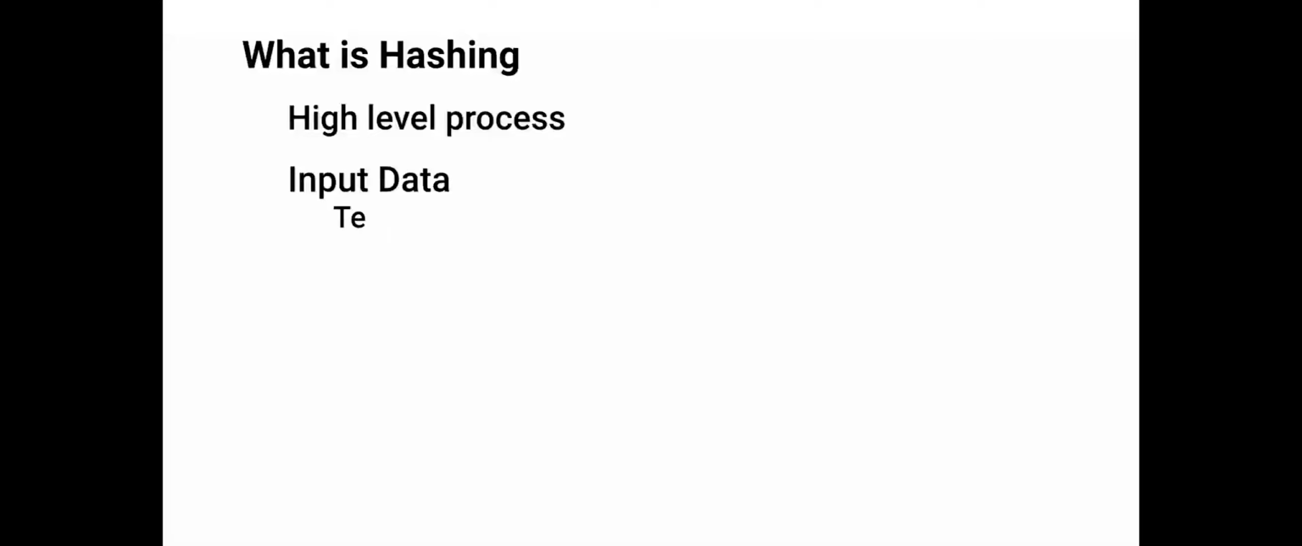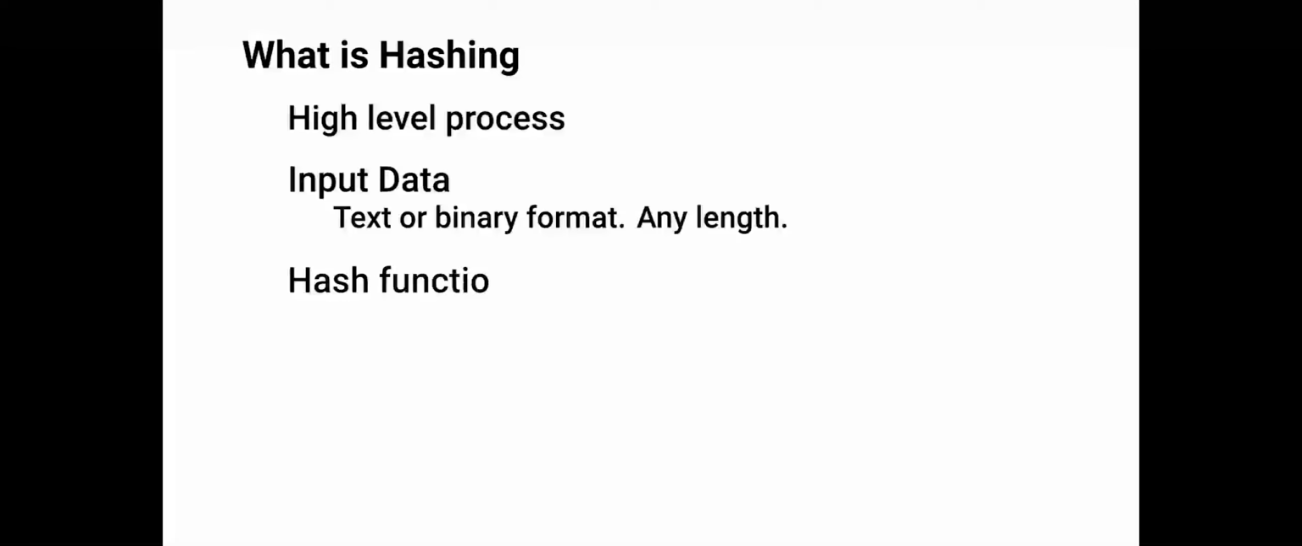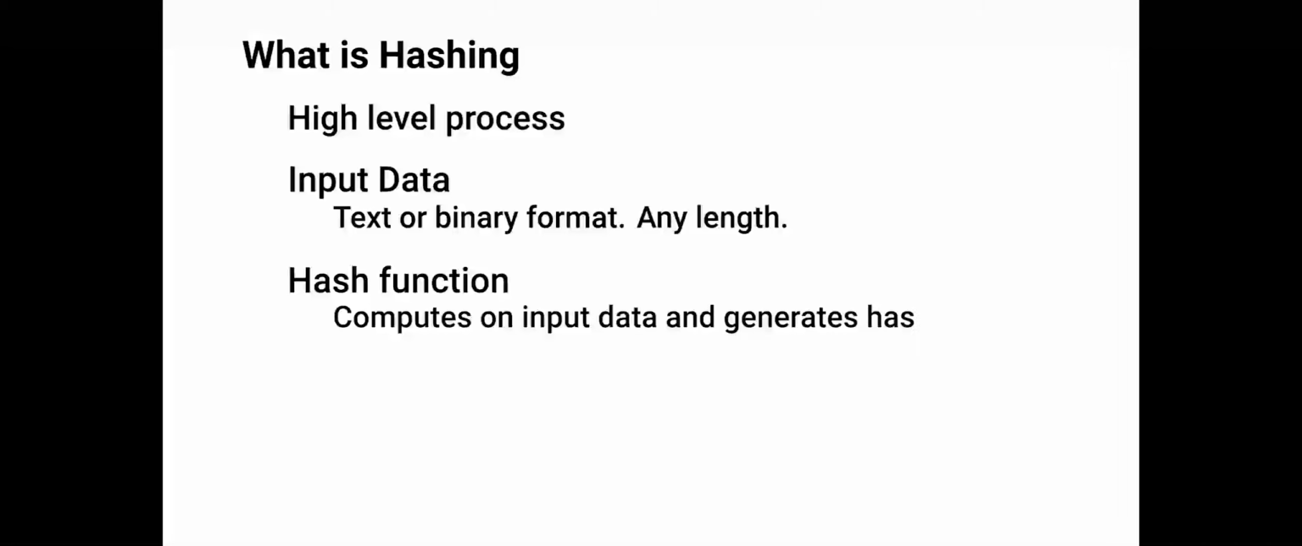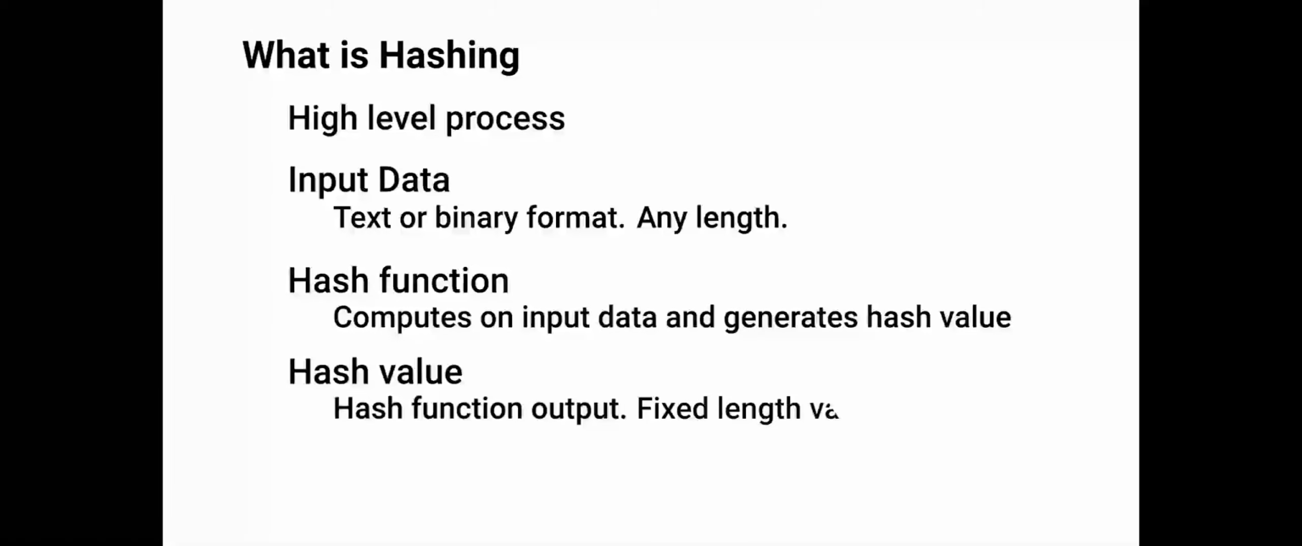First is input data. It could be text or binary data of any length. Second is the hash function, which works on the input data and generates the hash value. The third part is the hash value. It is a fixed length output of a hash function, shown in hexadecimal format.